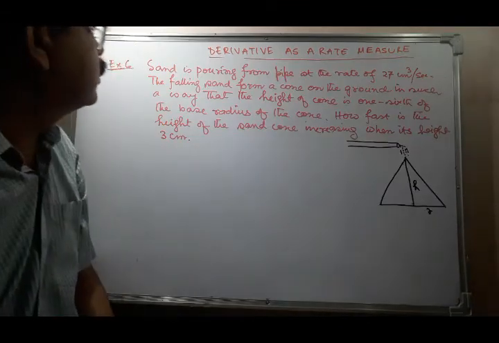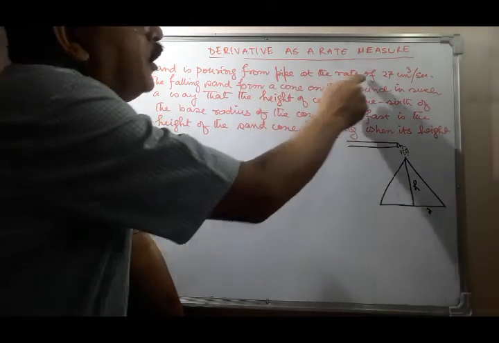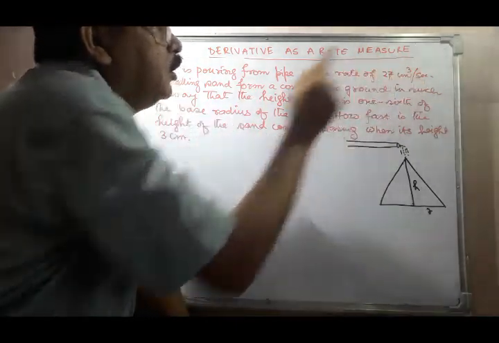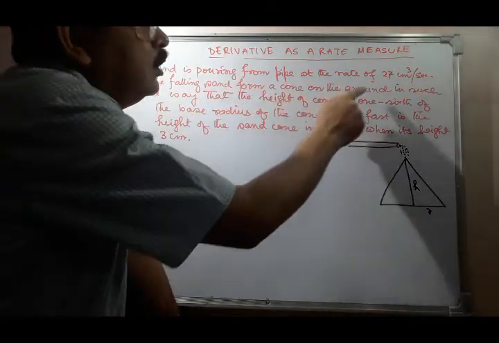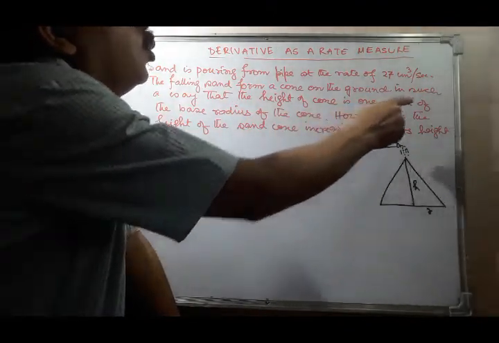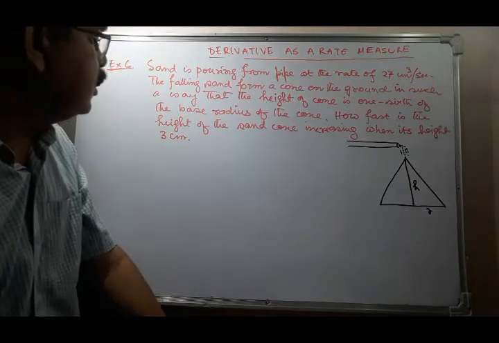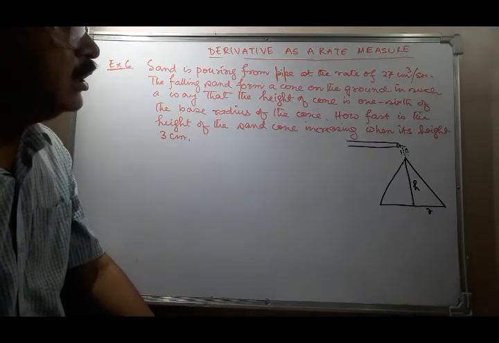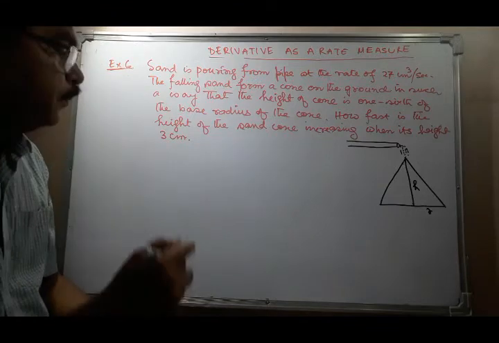Example number 6. Sand is pouring from a pipe at the rate of 27 centimeter cube per second. The falling sand forms a cone on the ground in such a way that the height of the cone is 1/6 of the base radius of the cone. How fast is the height of the sand cone increasing when its height is 3 centimeter?